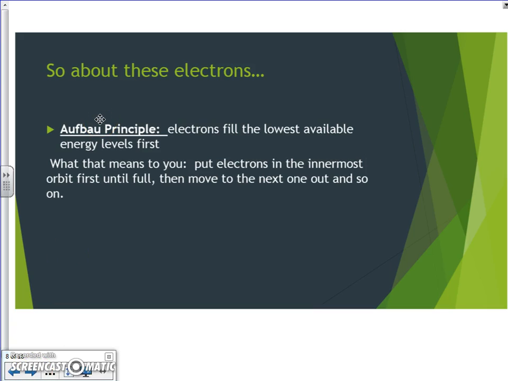What this allows us to do, and what this told Bohr, is: okay, we have these electrons, they have to go somewhere. How do I know where they start? This is called the Aufbau principle, and what it says is electrons start by filling the lowest levels first. Once they are full, then we fill the next one. Once it's full, and so on, we keep moving out. So put electrons in the inner circle first, and then move them out.